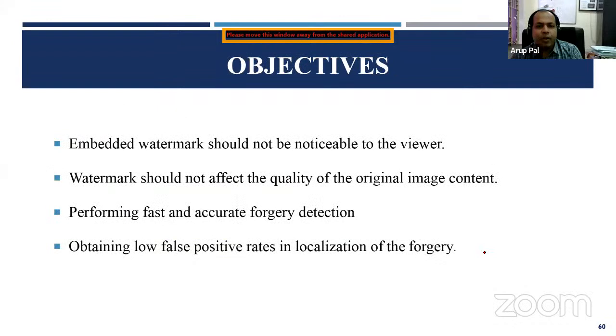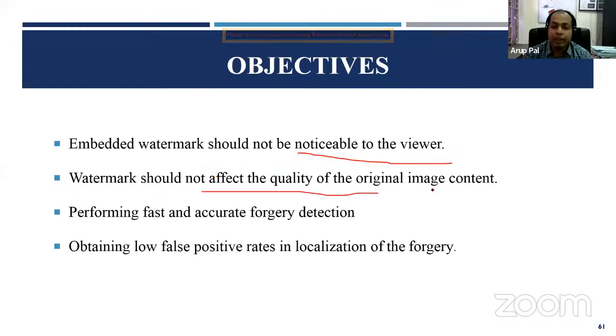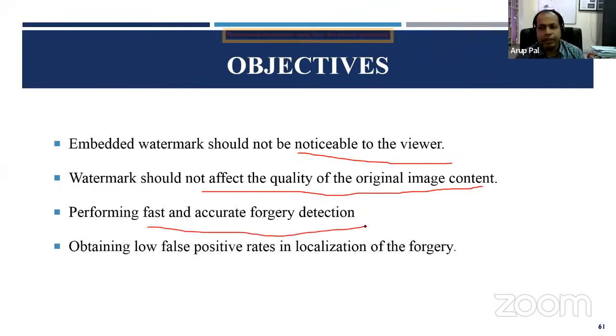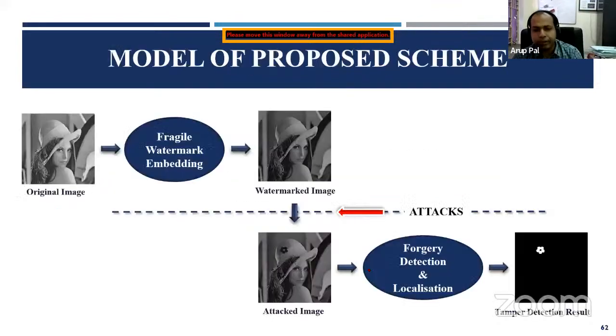Okay. Now, what are the objectives? The embedded watermark should not be noticeable to the viewer. The watermark should not affect the quality of the original content, which we have already discussed, and we need fast, accurate forgery detection. And obtaining low false positive rates means the false positive rate should be minimized in this particular process.